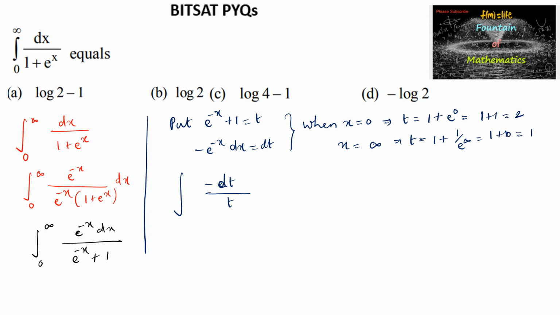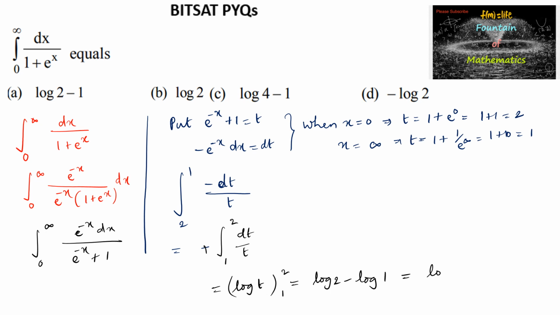So the integral limits will change from 2 to 1 of minus dt upon t, or we can change the limits by substituting minus. So minus of minus, plus integral 1 to 2 dt upon t, that is log t over the limits 1 to 2. So we can write log 2 minus log 1. Log 1 value is 0, so log 2 is the answer. The base is e. So we can go with option B.